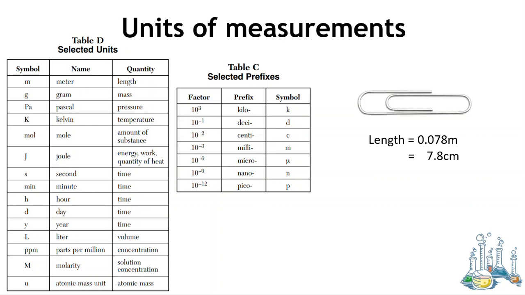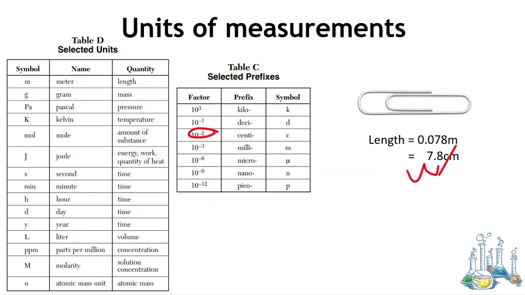And centi means 10 to the negative 2. So that's 2 decimal places that you have to take away if you remove the centi, right? If I was to get rid of the little c and just make it an m, then I would have to go 2 decimal places to the left, right? That's what that negative 2 is referring to, okay?